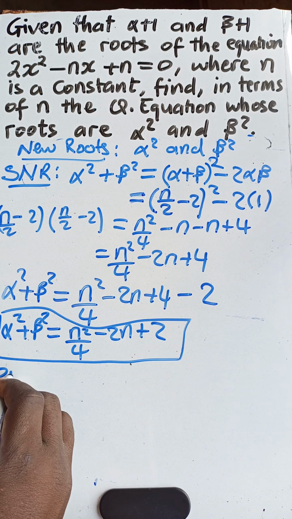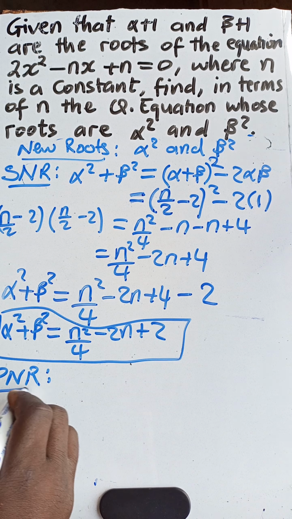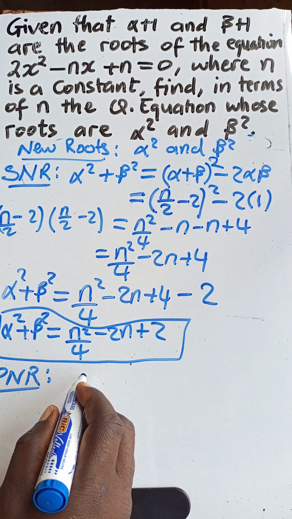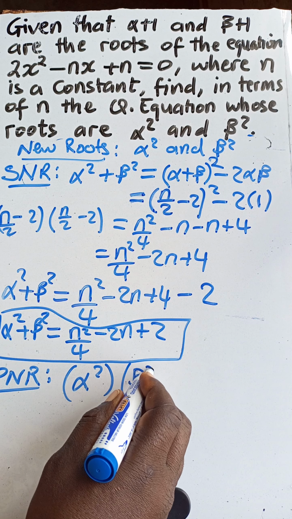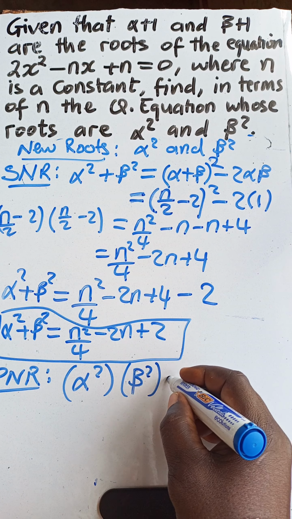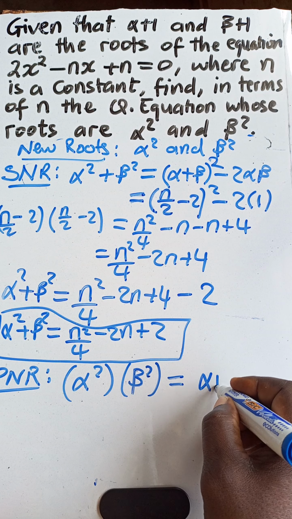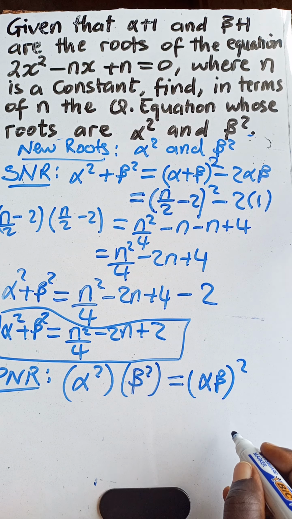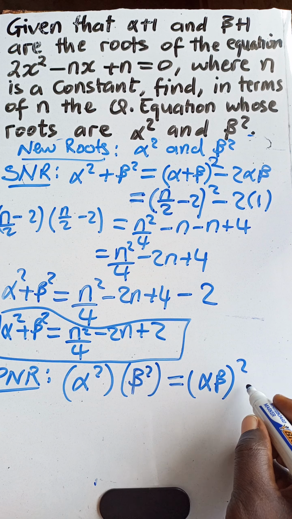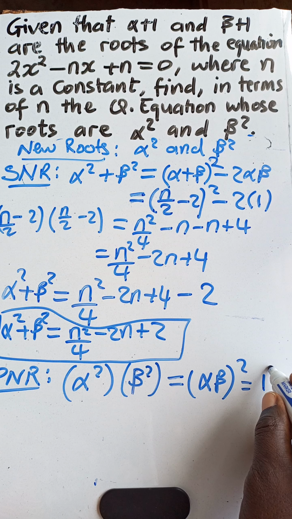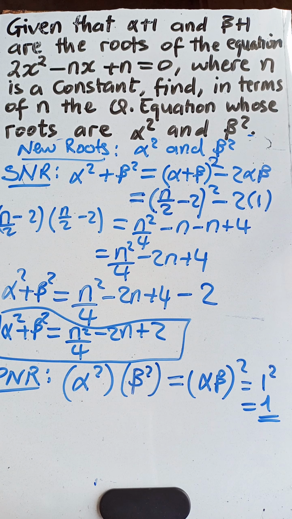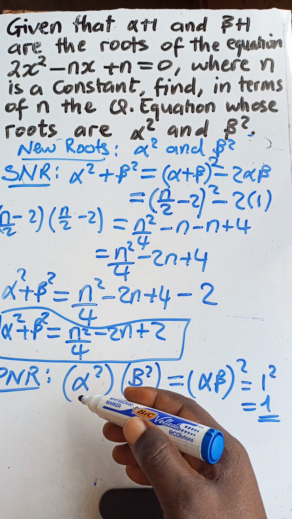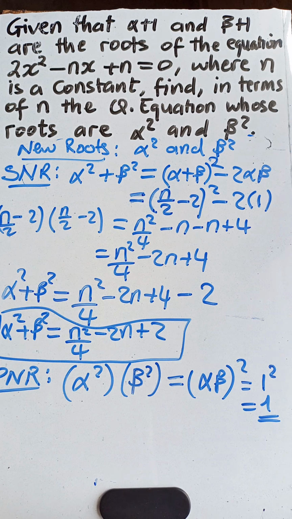Now, what about product of new roots? Product of new roots means we take the product of the two new roots. Alpha squared multiplied to beta squared is the same as alpha beta all squared. But we know that alpha beta is 1. So we have 1 squared, which is 1.